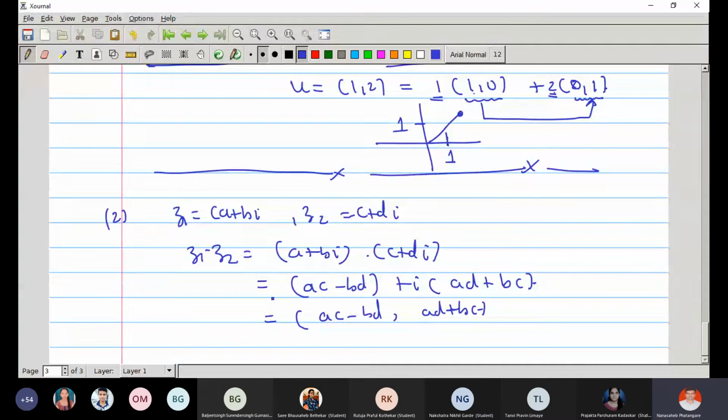But in case of a vector space, this multiplication is not possible actually. Right, you cannot multiply two vectors U and V. You have cross product, that is a different thing. Right, cross product is a different thing. You have dot product, that is again a different thing. But the multiplication defined here is a multiplication of two complex numbers. Correct?